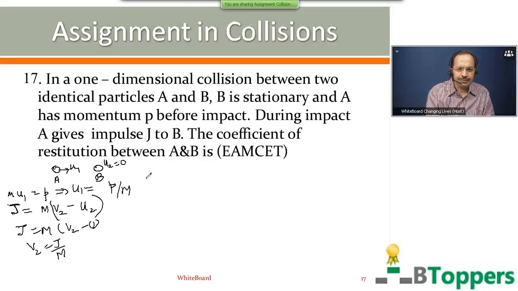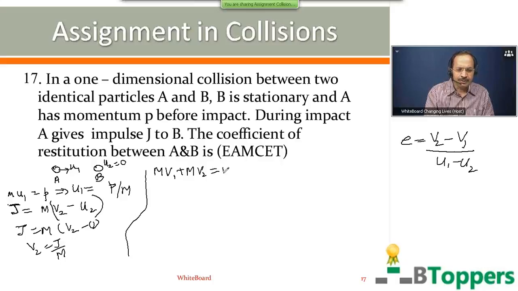Then the coefficient of restitution between the two colliding bodies is given by e equal to (v2 minus v1) by (u1 minus u2). Here u2 is 0. You can write u1 equal to P by m, v2 equal to J by m. So you have to find v1 in terms of P, J and m. For a one-dimensional collision, you can write m1 v1 plus m2 v2 is equal to m1 u1 plus m2 u2.